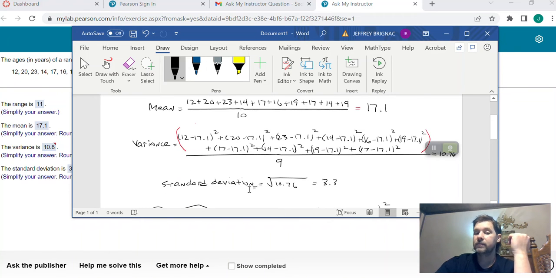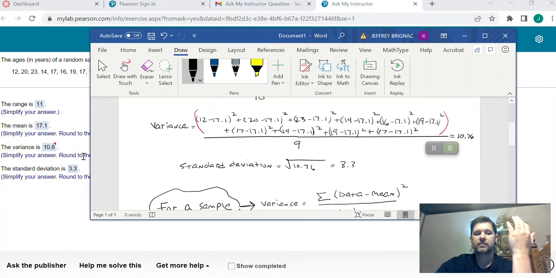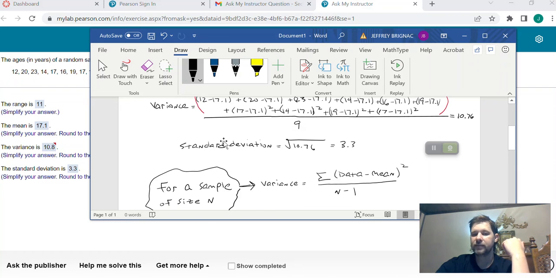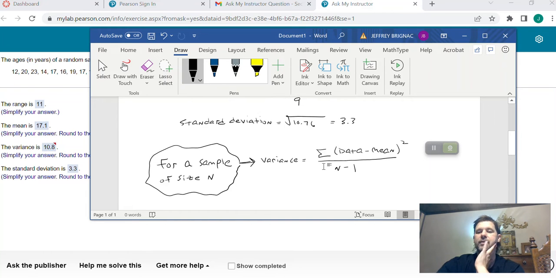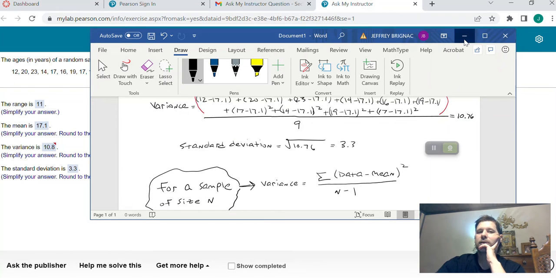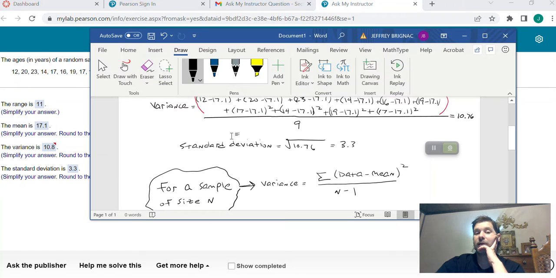And then the standard deviation will be the square root of the variance, whatever the variance is, and so it's 10.76, so that turned out to be 3.3. So I confirm my MATLAB's answer. All right, so we've got to use this formula for the variance for a sample. If this was the population, every shopper that exists is the population, then the formula would be to divide by n, but it's not.